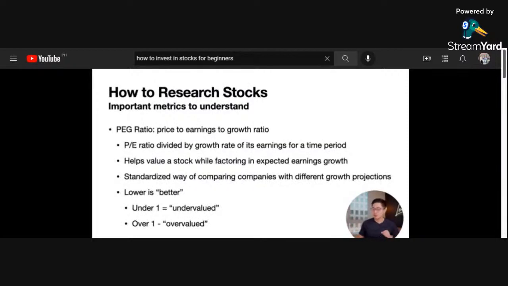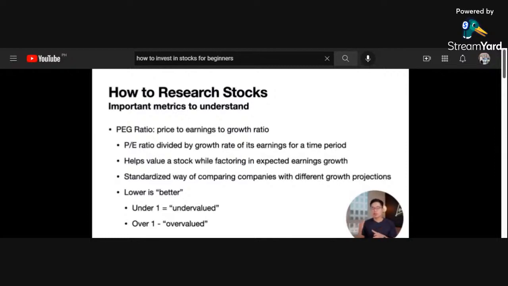Another really important metric to understand is the PEG ratio. This is the price to earnings to growth ratio. To calculate this, you're taking the PE ratio, which we just talked about, and you're dividing it by the growth rate of its earnings for a time period. This is going to help you value a stock while factoring in any expected earnings growth. And it's a more standardized way of comparing companies with different growth projections.